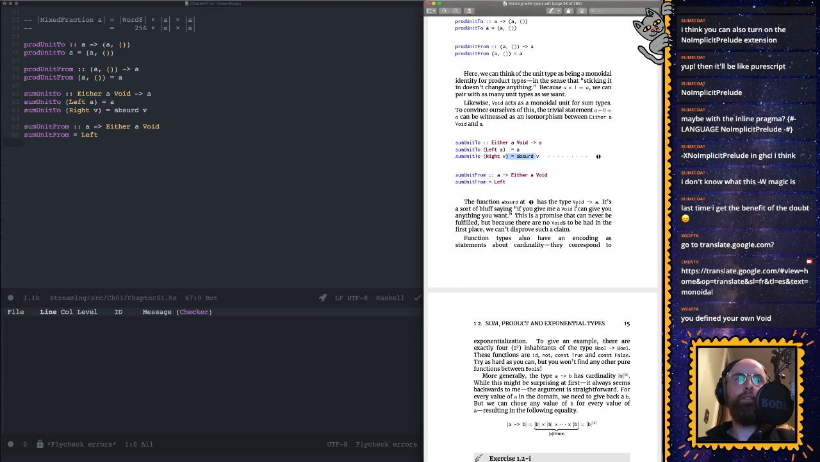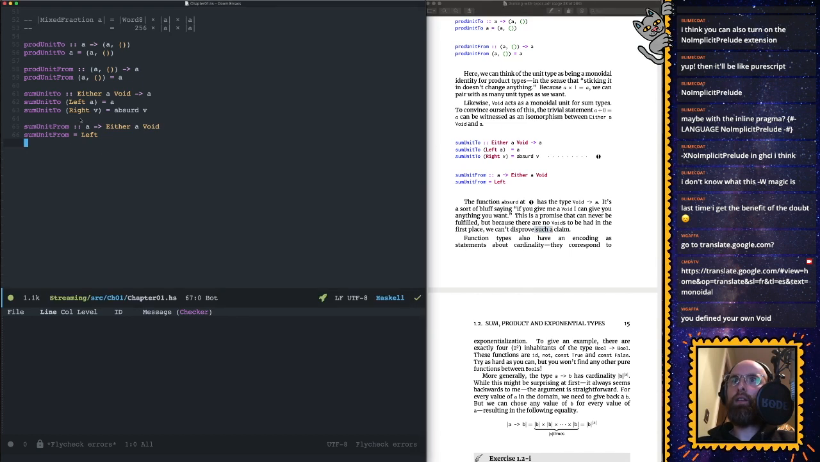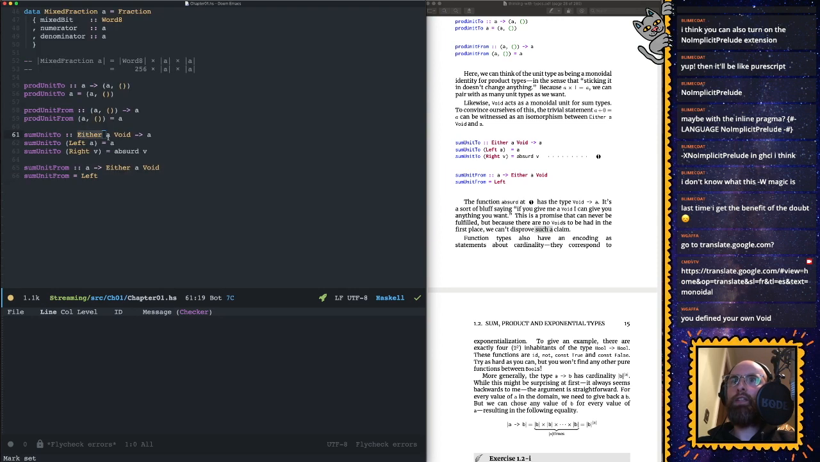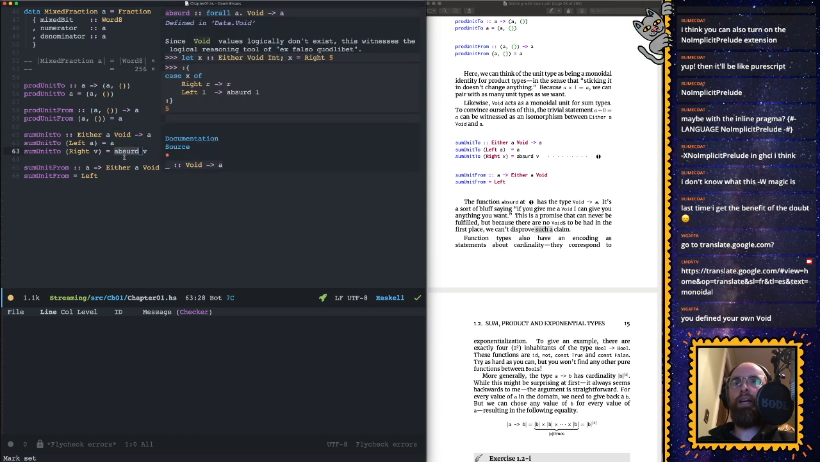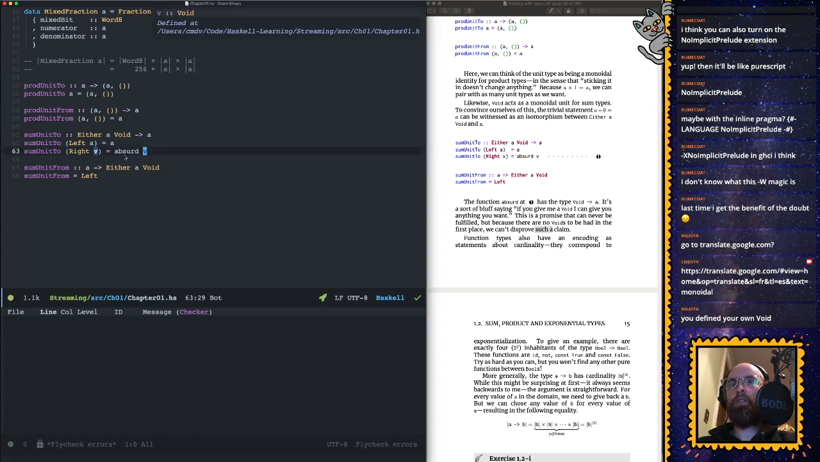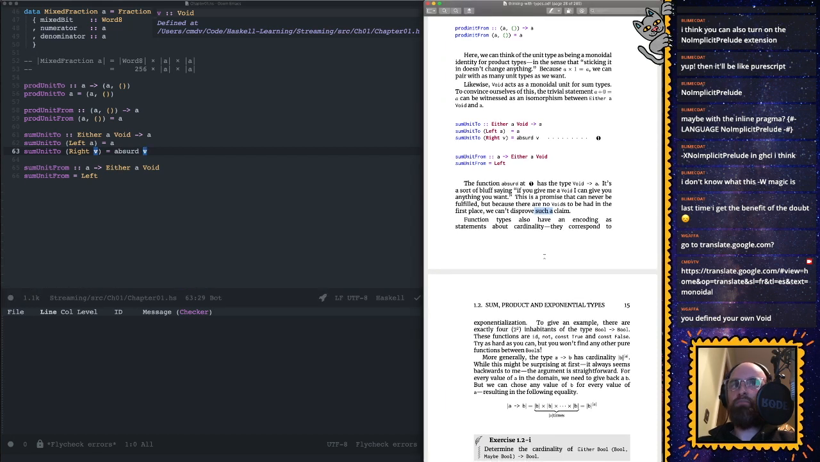Okay, back to subject. Monoidal. It's a sort of bluff saying, if you give me a void, I can give you anything you want. Yep. This is a promise that can never be fulfilled. But because there is no voids to be had in the first place, we can't disprove such a claim. So let's have a little look as to why. Well, so either A, void, would return A. Okay, so if it's left of A, that returns A. If it's right, which is a void, which it's not going to happen, then it's going to return this absurd of a void. So that's why it's not going to happen.